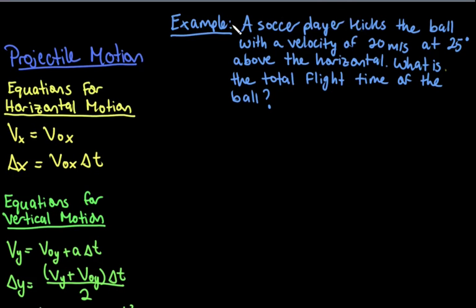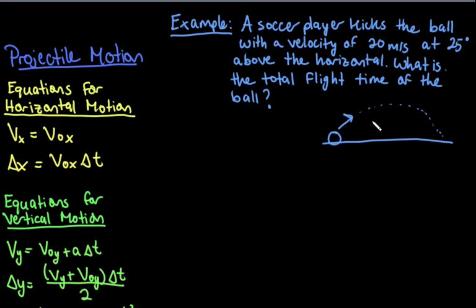So this example states that a soccer player kicks the ball with a velocity of 20 meters per second at 25 degrees above the horizontal. We want to know what is the total flight time of the ball. So let's just draw a little picture to help us understand. So we have our ball here, and we know that it's being kicked upward at an angle, and we know that it's going to go wee through the air like this.